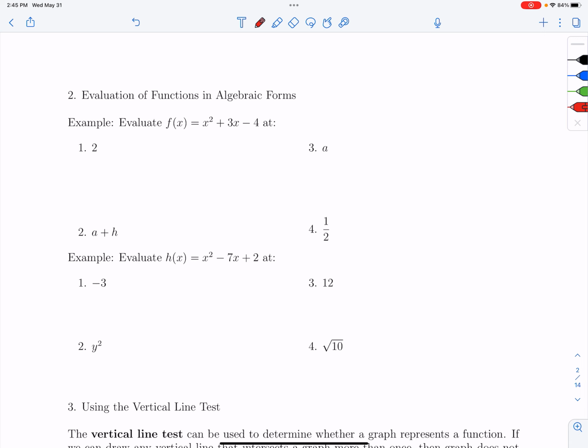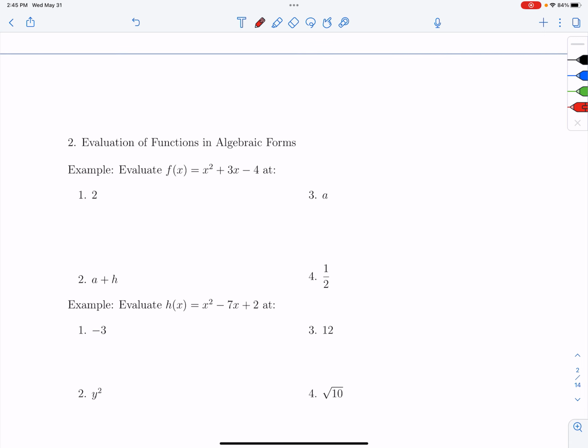Now let's look at how we can evaluate functions when they're given to us in algebraic form. So in algebraic form, that's just when we write it as an equation like this. So for number 1, it says we want to input 2 into this function. So what that means is we're going to say f of 2. And I'm using f because my function is f. And whatever is in the parentheses is what the input is. So I'm going to input 2 wherever the x is. And when I do this input, I want to use parentheses. So when I do that, I get a value of 6 here.